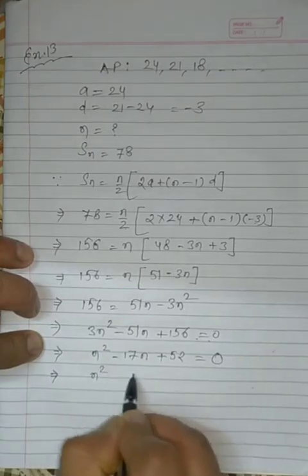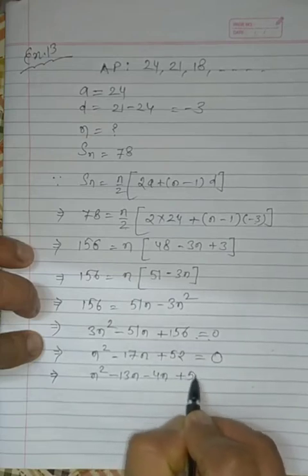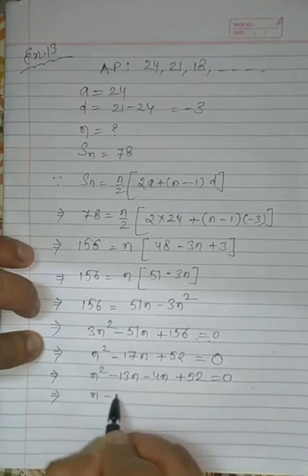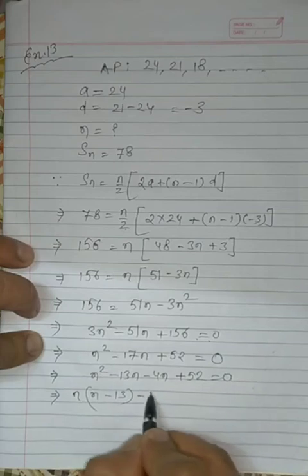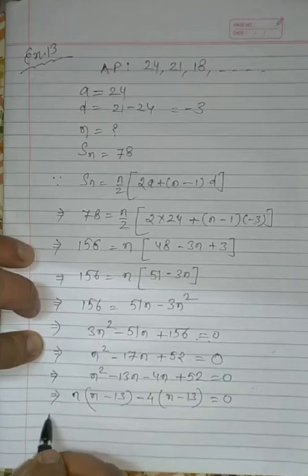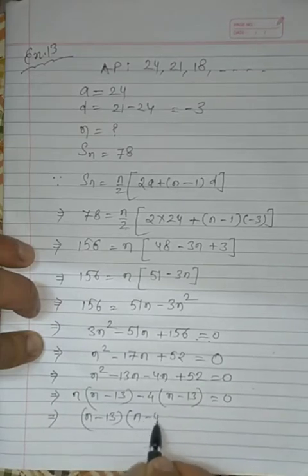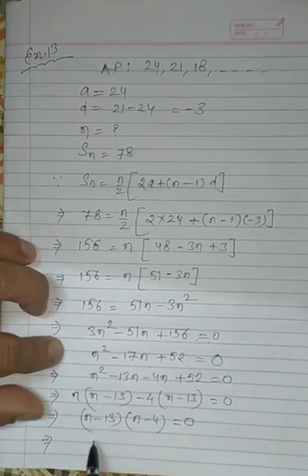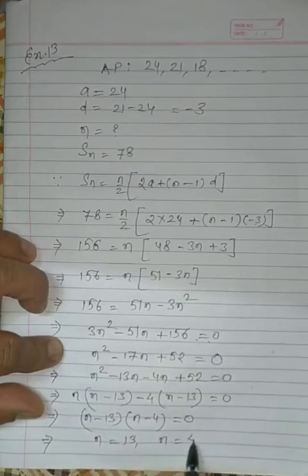So n square minus 13n minus 4n plus 52 is equal to 0. Taking n common, and minus 4 common, n minus 13 is equal to 0. So n minus 13, n minus 4 is equal to 0. That means we will get two values of n: n equal to 13, n equal to 4.